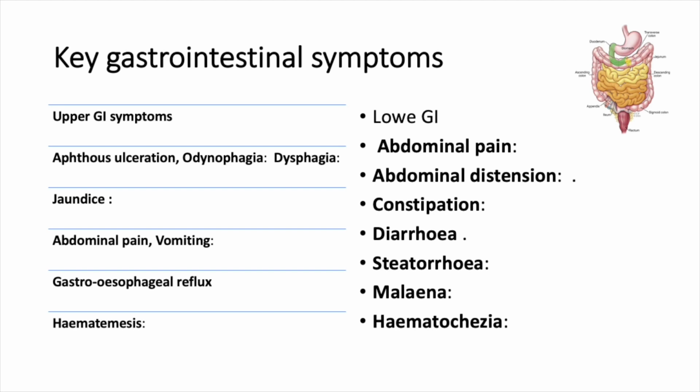So the upper symptoms are aphthous ulcerations, dysphagia, and painful swallowing, otherwise called odynophagia, jaundice, abdominal pain, vomiting including hematemesis, gastroesophageal reflux symptoms. In the lower GI, the predominant are abdominal pain, abdominal distension, change in bowel habits, constipation, diarrhea, steatorrhea, melena, and hematochezia. So these are the major gastrointestinal symptoms.